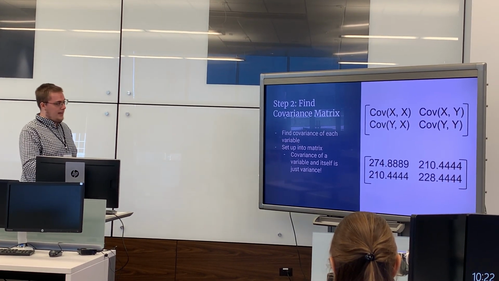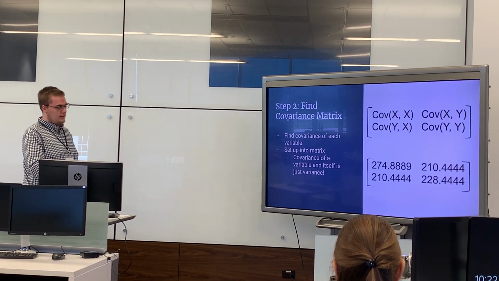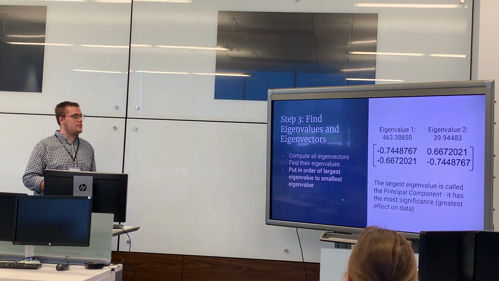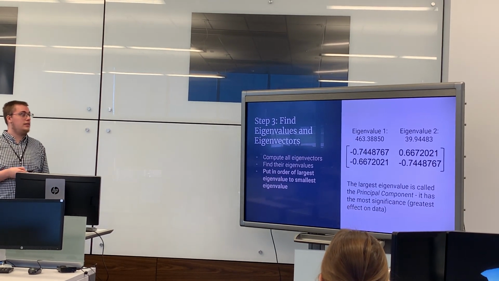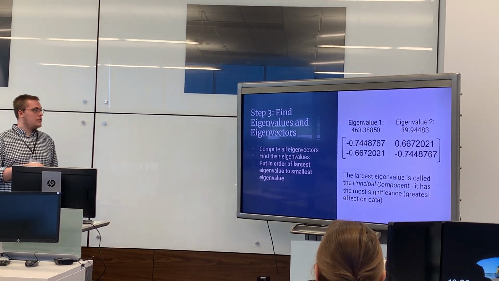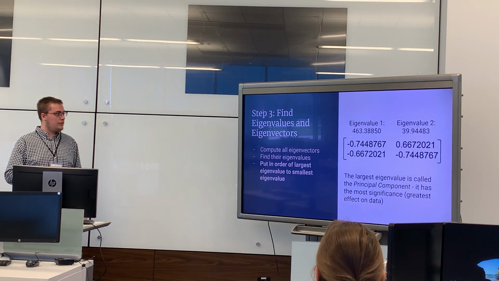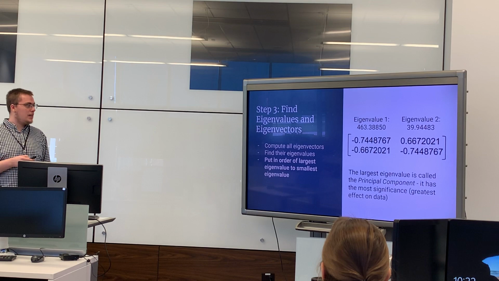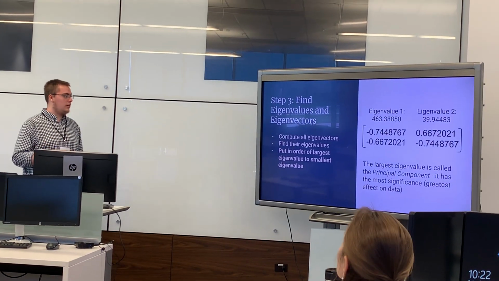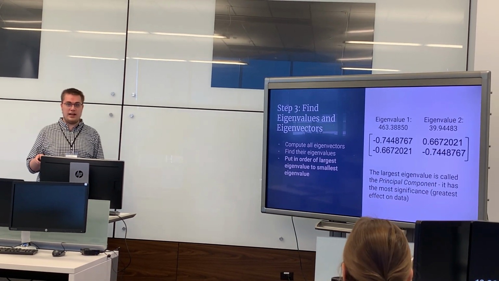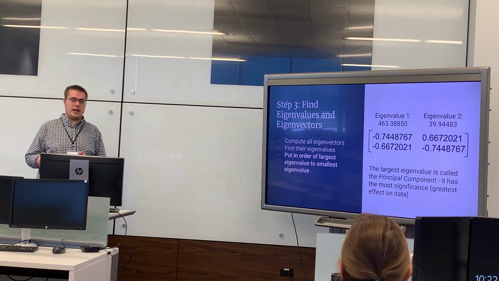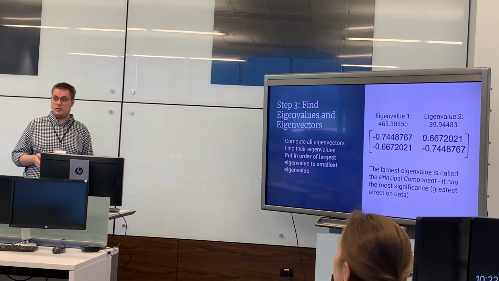So after we found that, and this is the covariance matrix of the actual data set that we had, Step 3 is to find the eigenvalues and then eigenvectors of the covariance matrix. So here we have the eigenvalues and their associated eigenvectors. It's also important to put these in order of the largest eigenvalue to the smallest, and of course their eigenvectors with them. The largest eigenvalue will be called the principal component.